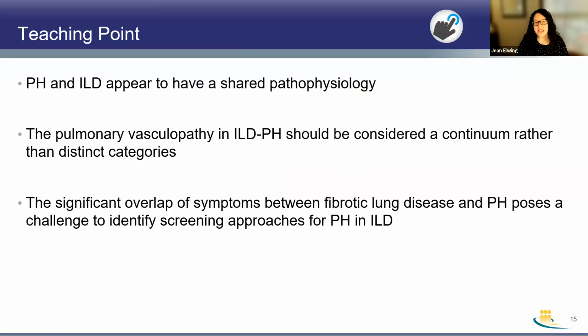So what I'd like you to take home from this is that pulmonary hypertension is not just the end product of ILD, but they share a pathophysiology. Pulmonary vasculopathy and ILD-PH should be considered a continuum rather than two separate processes. They're interplaying. There's significant overlap of symptoms, and it poses a challenge in screening and diagnosis.